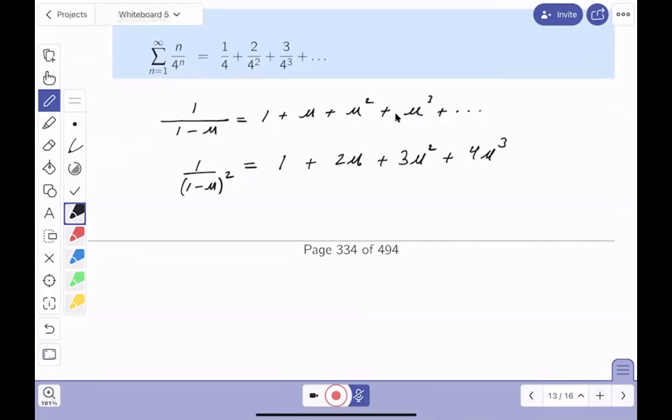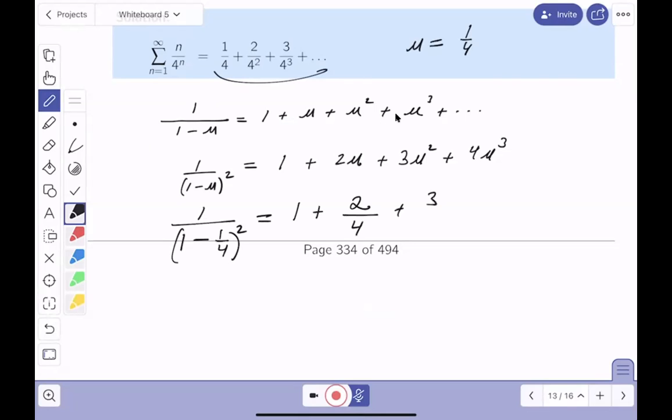Well, let's look at our problem over here. I think I'm seeing it. In that case, what would the u be? The u would have to be what number? 1/4. Let me write this down. So 1 over 1 minus 1/4, squared, would equal 1 plus 2 over 4 plus 3 over 4 squared plus 4 over 4 cubed.